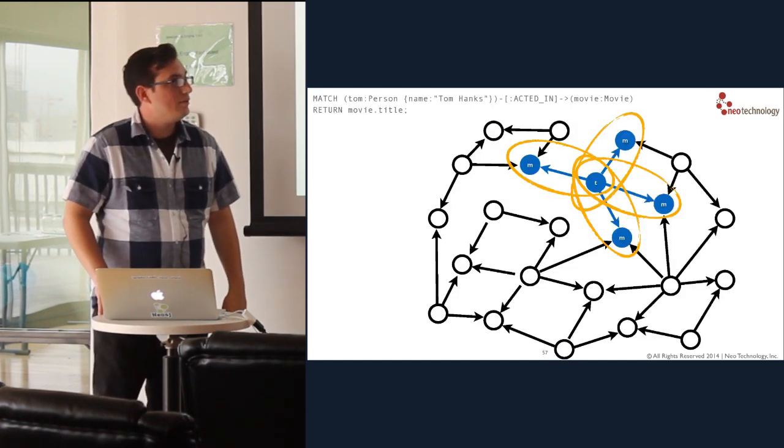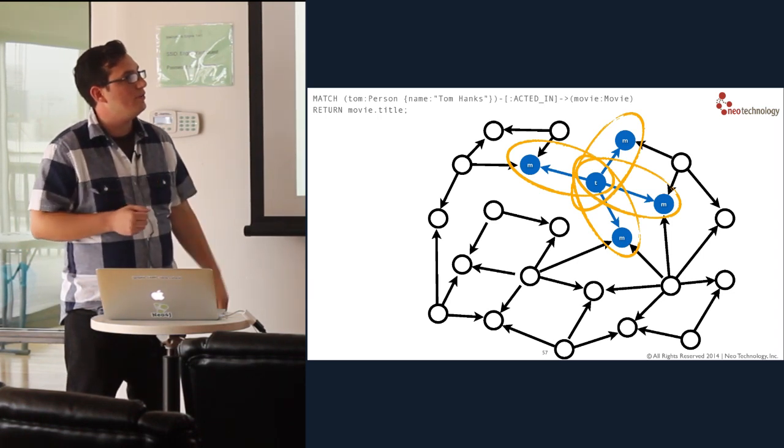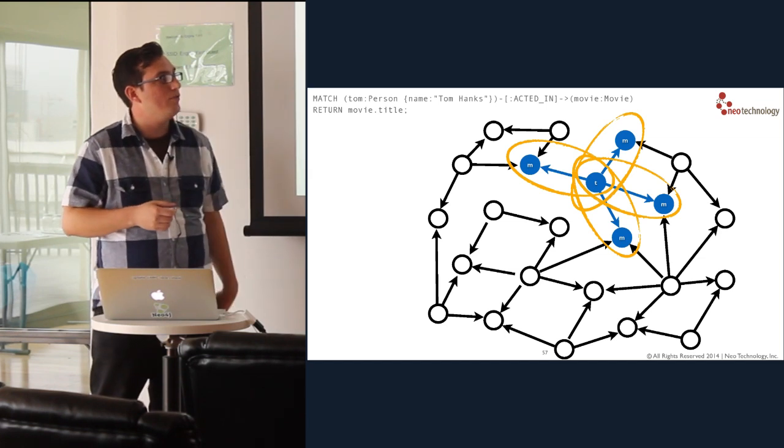So what does that look like? So here we have Tom. We're starting with Tom, so we're getting the T node first. And then we're traversing outwards from T to the M nodes, which are movies.